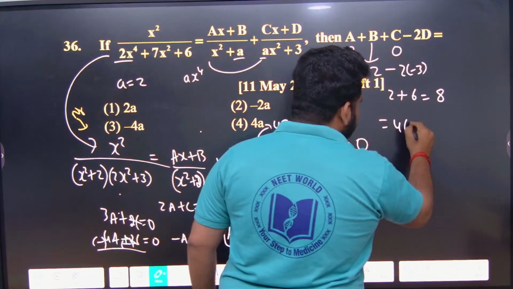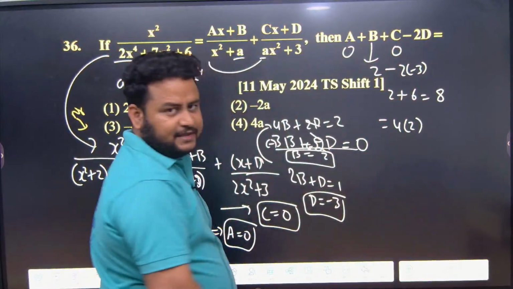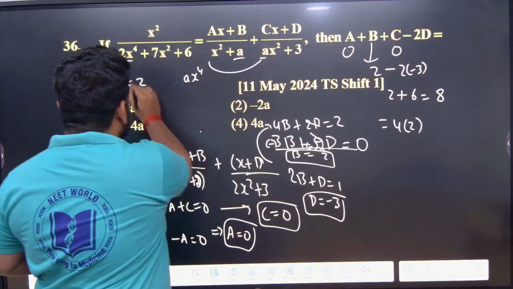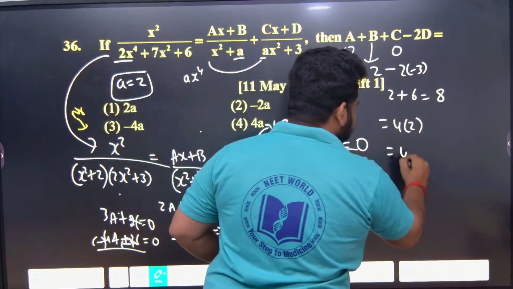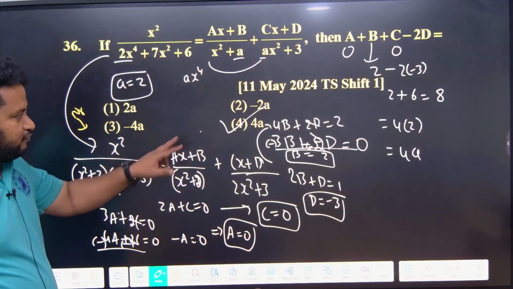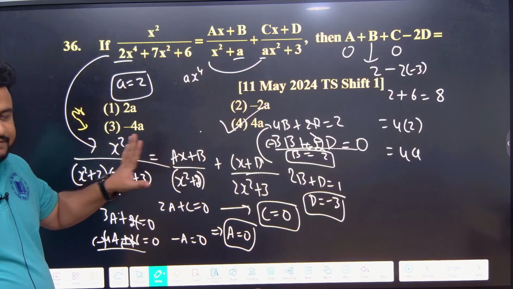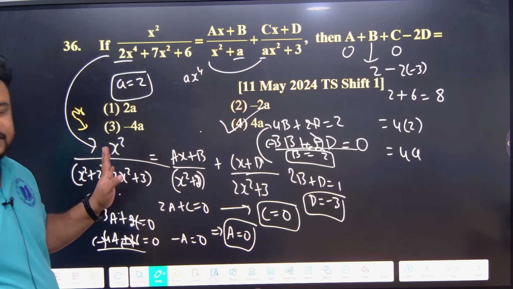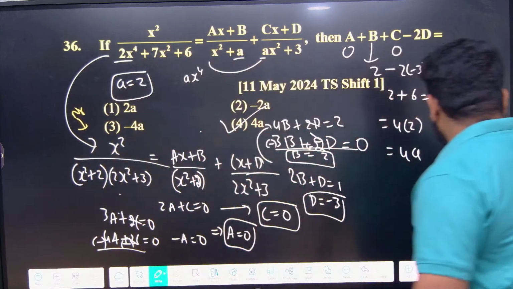4 into 2. Why am I writing as 2? Because the options are in terms of a. a value we got as 2, so 4 into a I can write. So the fourth option is the right answer to this question, friends. In a simple way we can do it by using the comparing the coefficient method. Okay, let us proceed to the next question.